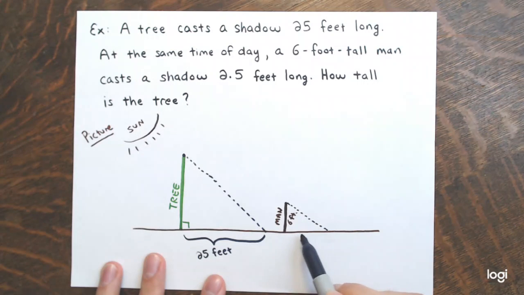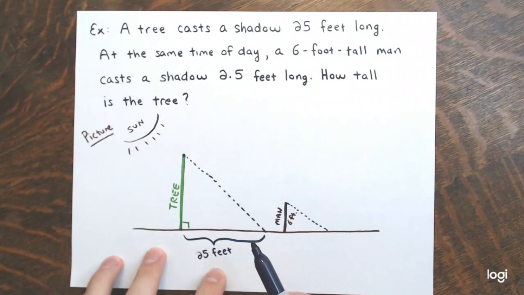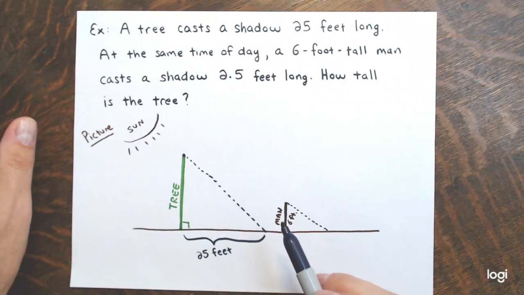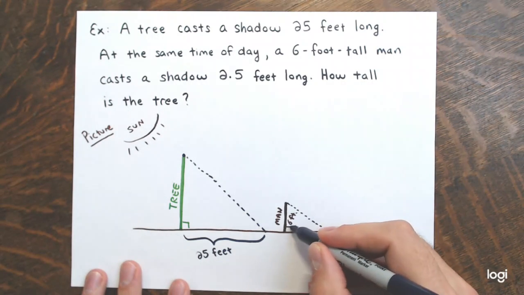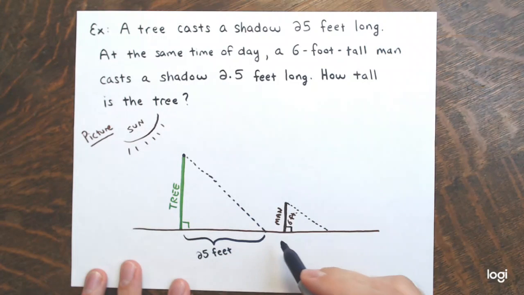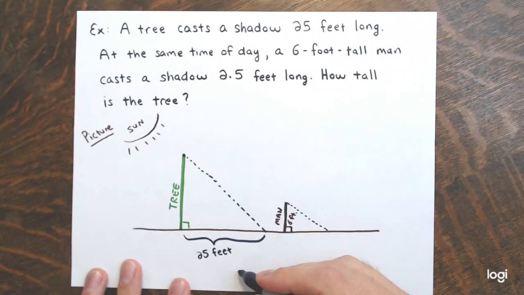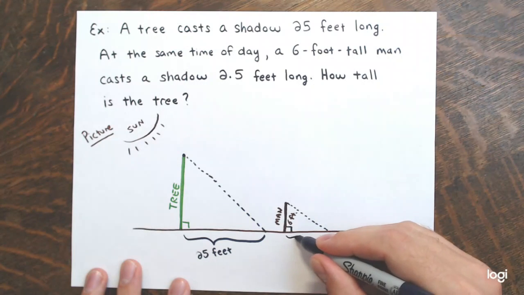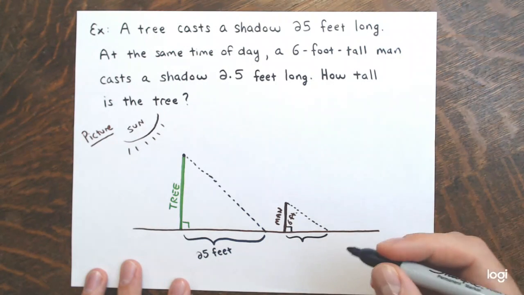So all this stuff here is blocked by the man. And again, just to make this easier for me, we're going to assume the man is standing straight up, so perpendicular to the ground. That's what these little boxes mean, 90-degree angles to the ground. And this person's shadow is 2.5 feet long.